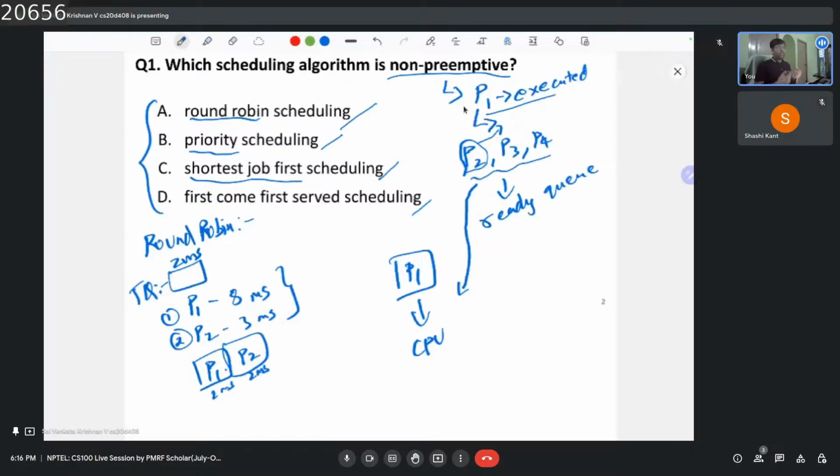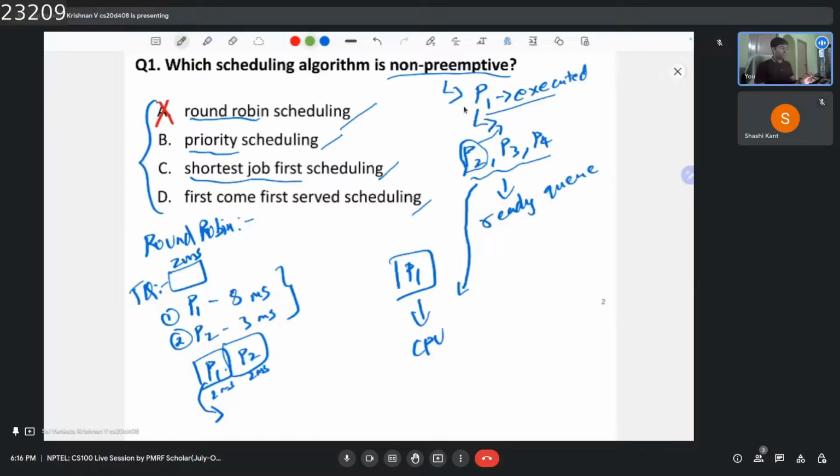So round robin scheduling by default is a preemptive scheduling, because P1 does not have hold over the CPU throughout its burst time. It gets executed on the CPU only for the specified time quantum duration, and once the time quantum is over and if it still has some CPU burst remaining, then it gets preempted and some other process from the ready queue gets scheduled on the CPU and executed. So by default, it's a preemptive algorithm. Round robin is preemptive, so it's a wrong choice.